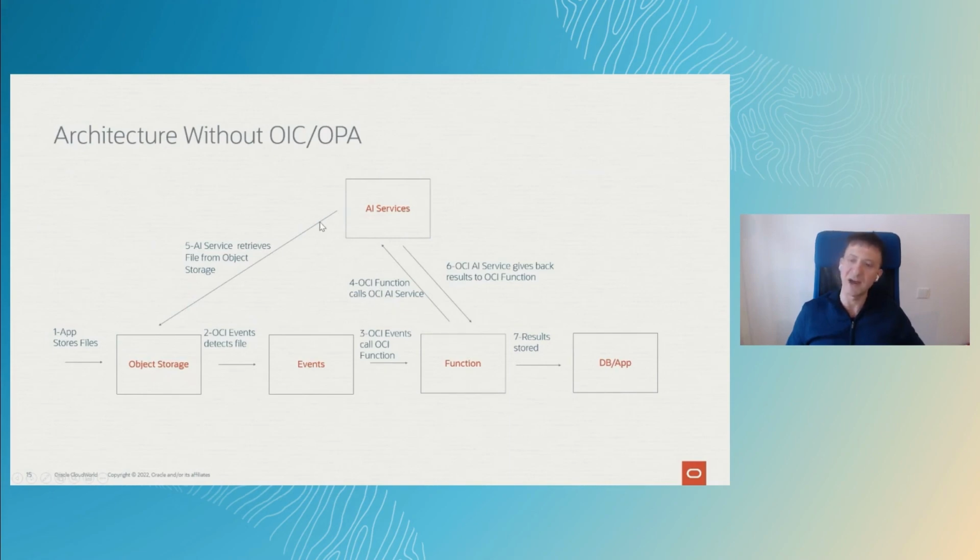Then we would call an OCI function. We would need to hard code some calling function. This function would call the AI service, retrieve back information from the AI service, meanwhile also go back to object storage to pick up the file, and then store this result into some target database or some application, by hard coding all of it.